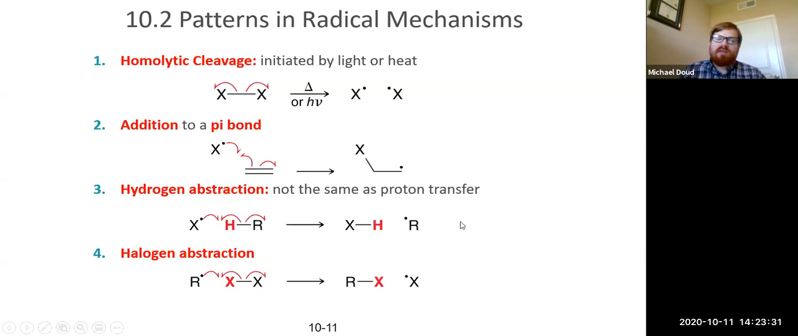In the same way, you can have halogen abstraction. It's the same thing. The only difference is you have a halogen rather than a hydrogen that's being transferred. So here we have a radical R that's forming a new bond from R to X. We take the single electron from R and we take one of the electrons from the X-X bond. That forms our new R-X bond. That's what we get over here. What's left over is the remaining electron in the X-X covalent bond, which is left behind with the other X, leaving us again with a radical.